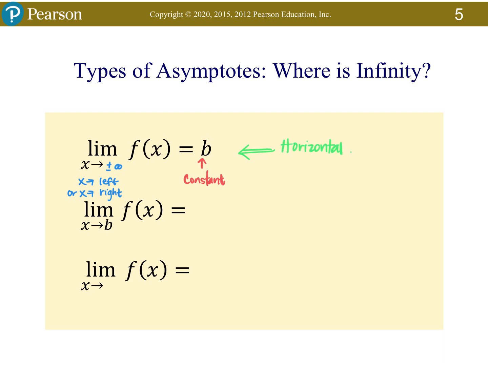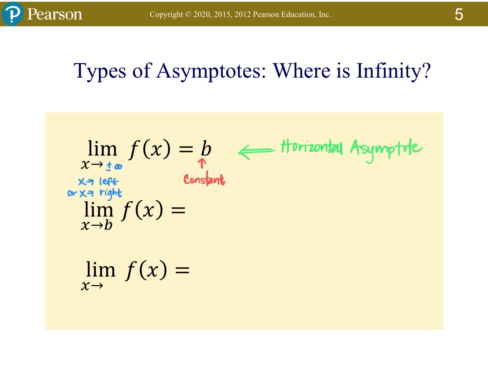And you can have different horizontal asymptotes on different sides of the graph. You can have one horizontal asymptote on the right side of the graph and one horizontal asymptote on the left. They can be different, but as long as it's approaching a constant when you take the limit approaching positive or negative infinity, that's called a horizontal asymptote.